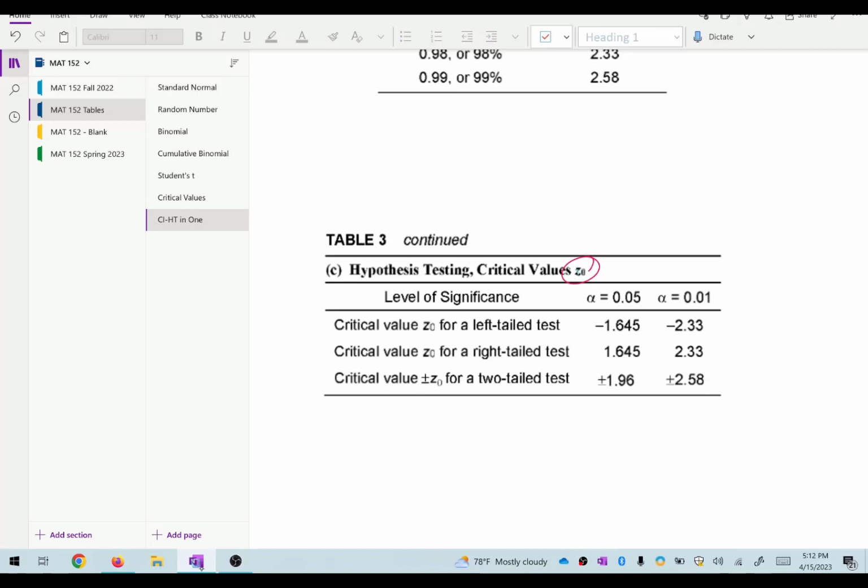So it says critical value z0 in this case. So all you have to do to use this table is you find your alpha level. So our alpha in this case was the 5% significance level, so 0.05. And then find the type of test you're doing. So we're doing a right-tailed test. So our critical value is 1.645.